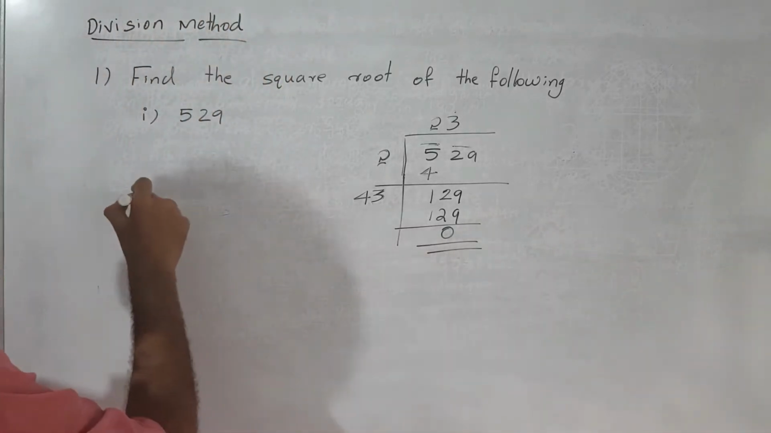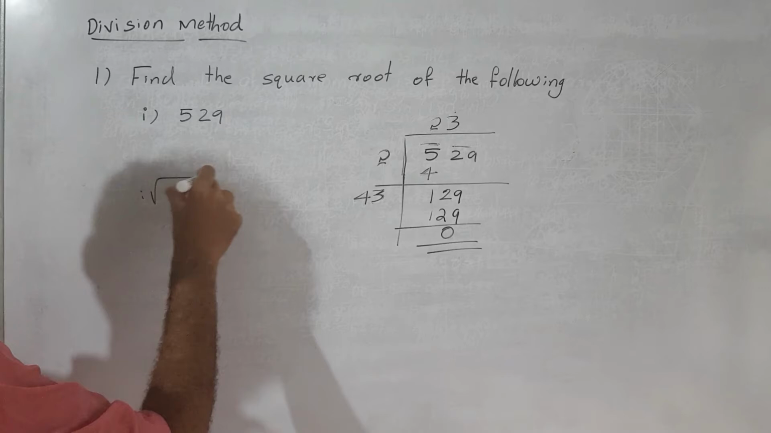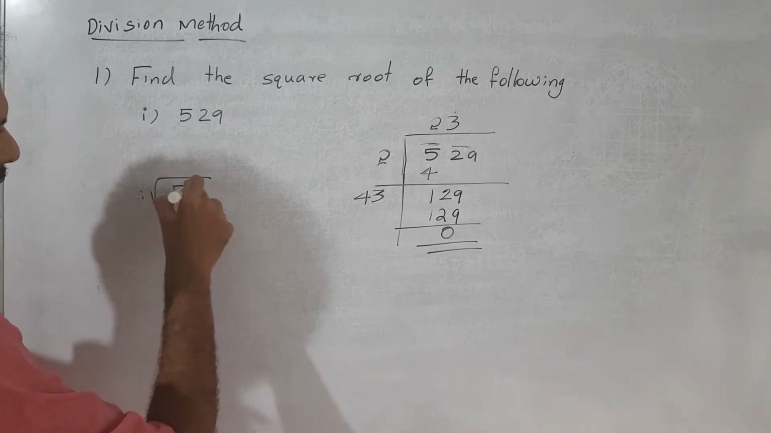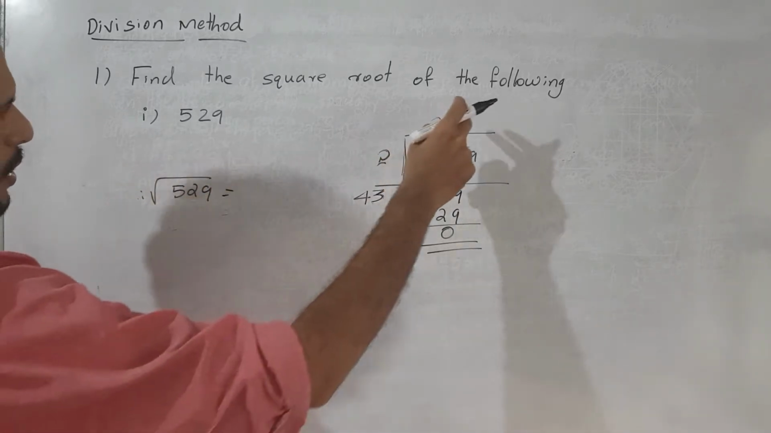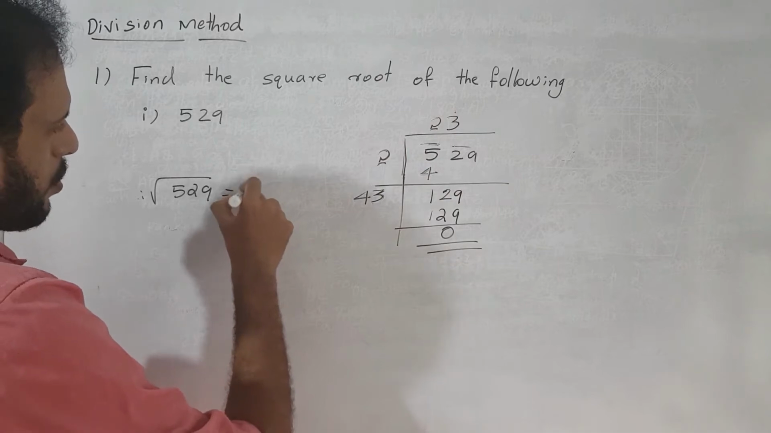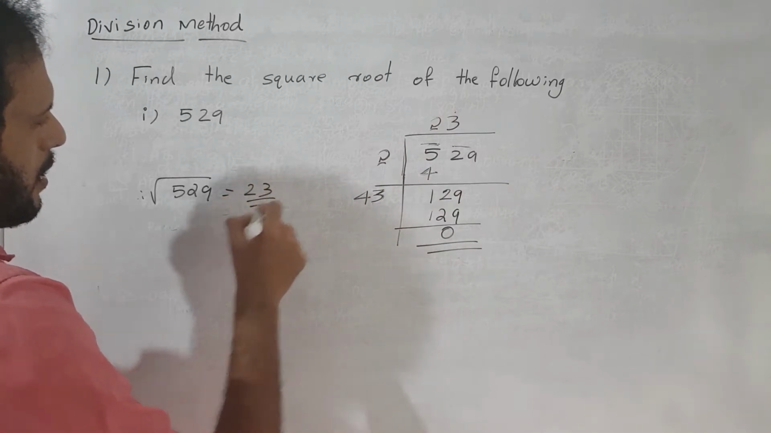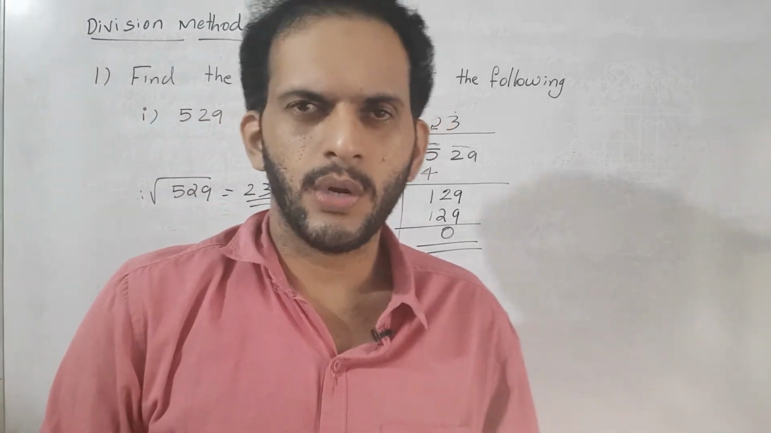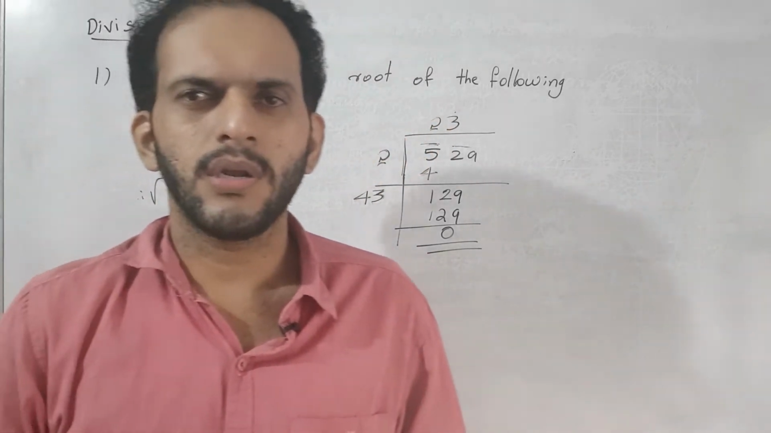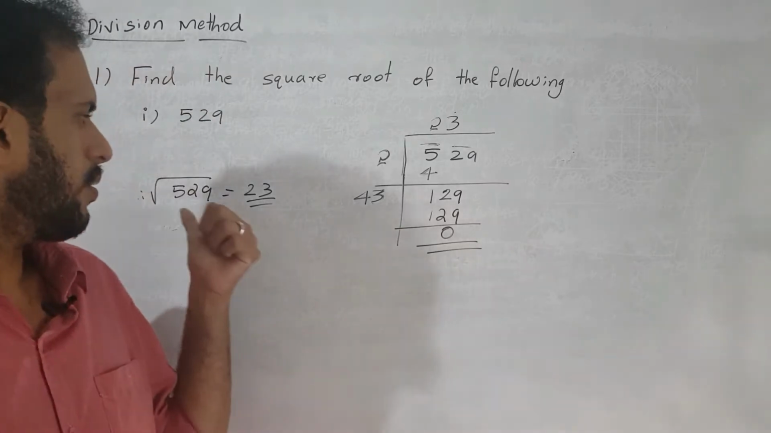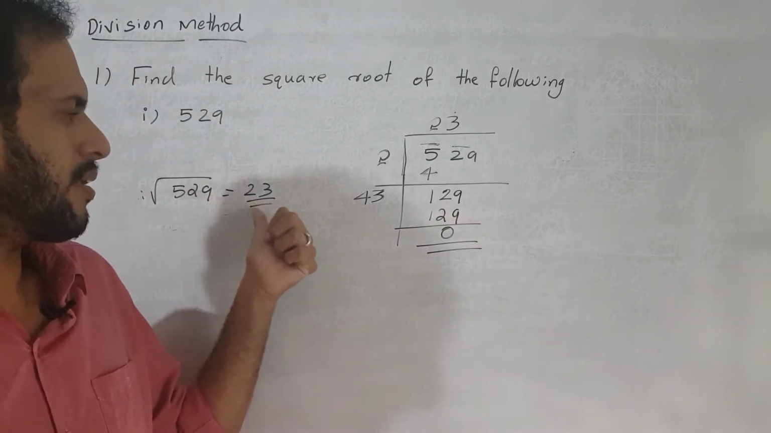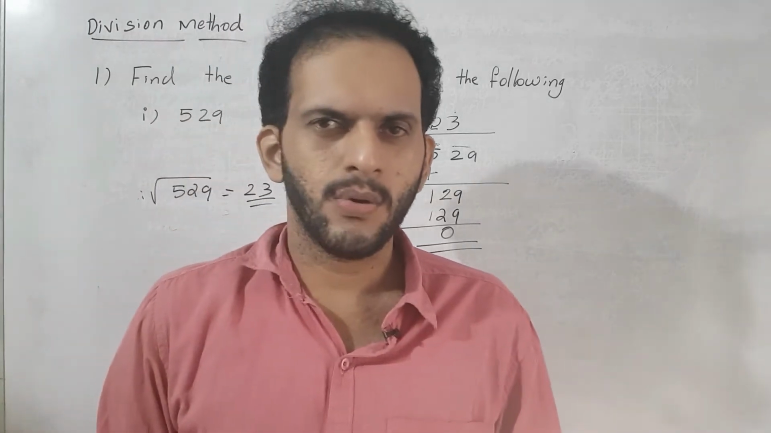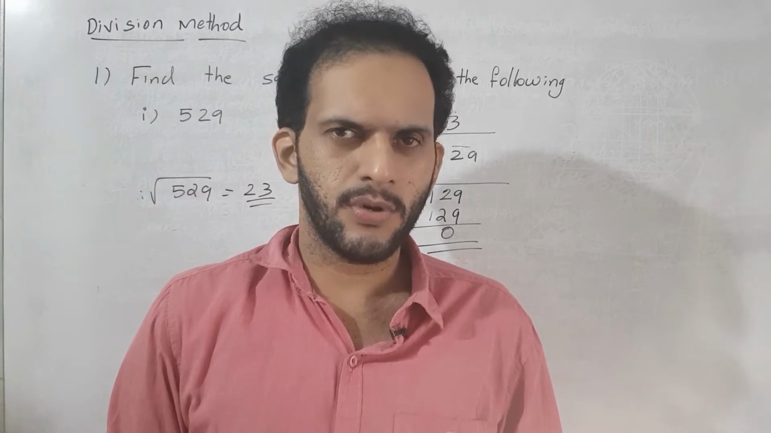So we are writing, therefore, the square root of 529 is equal to the quotient. What is the quotient we get here? The quotient is 23, so the square root of 529 is 23. Okay, I think you got a little idea about the division method.